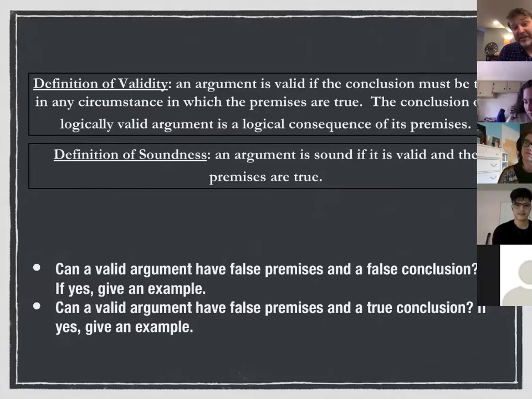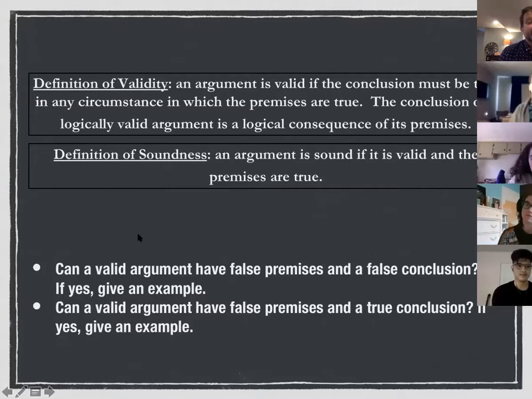Soundness builds on this idea of validity. What it means to say that an argument is sound is that it is valid and the premises are true. So an argument is sound if it is valid and the premises are true. Okay?